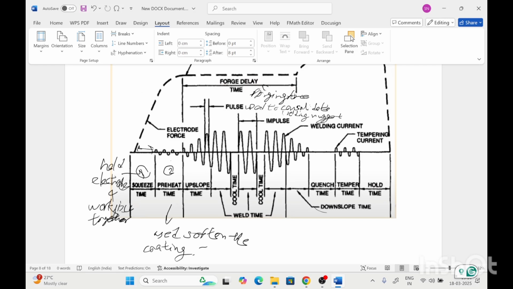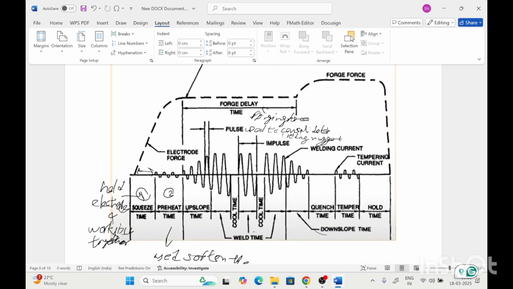Then in the downslope time, the current is decreased and the force is further increased. This force is also used to consolidate and solidify the welding nugget uniformly. After that, during the forging force application, the quench time is given when the current is zero. The quench time and further the temper time are given to produce desired weld properties in hardenable steels.